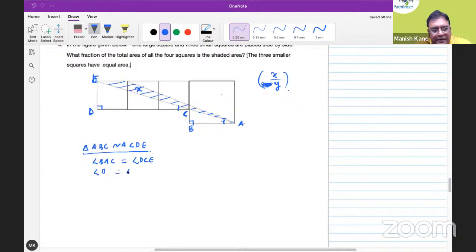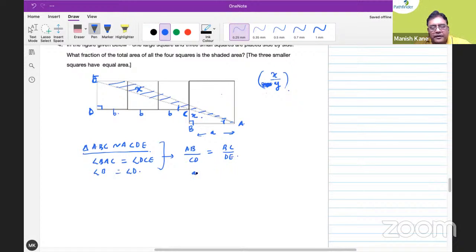Angle B is equal to angle D. So by default, the third angle is going to be equal. So suppose I call BC as X and I call AB as A, correct? And I call the side of the smaller square as B. So from similarity, what can I have? I have AB upon CD is equal to BC upon DE.